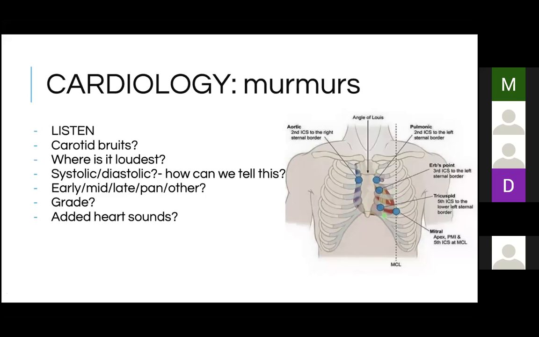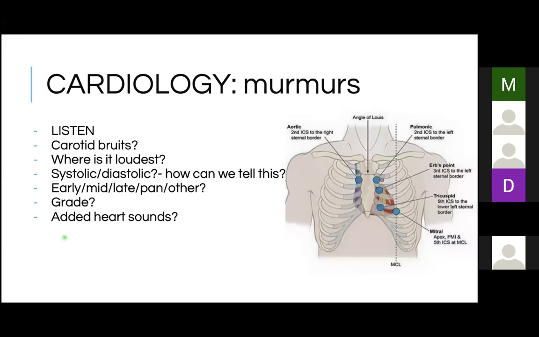And then the tricuspid valve will be in the fifth intercostal space, to the lower left sternal border. And then the mitral valve will be in a similar position to the apex beat. So fifth intercostal space, midclavicular line. And that's the midclavicular line again.